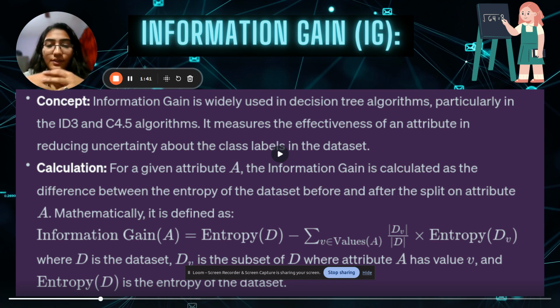For calculation, for a given attribute A, information gain is calculated as the difference between entropy of the data set before and after the split on the attribute A. Mathematically, it is defined as follows. Information gain A is equal to entropy D minus summation of values A, Dv by D, that is obviously probability, multiplied by entropy of Dv, where D is a data set, Dv is a subset of D where attribute A has value v, and entropy D is the entropy of the data set.